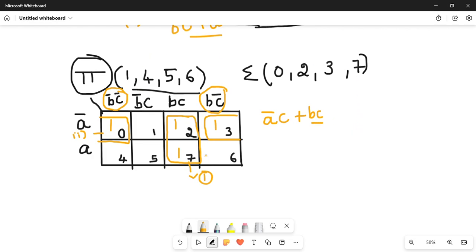So now if I come to product of sum, so I'll erase this. So I don't take any new one.